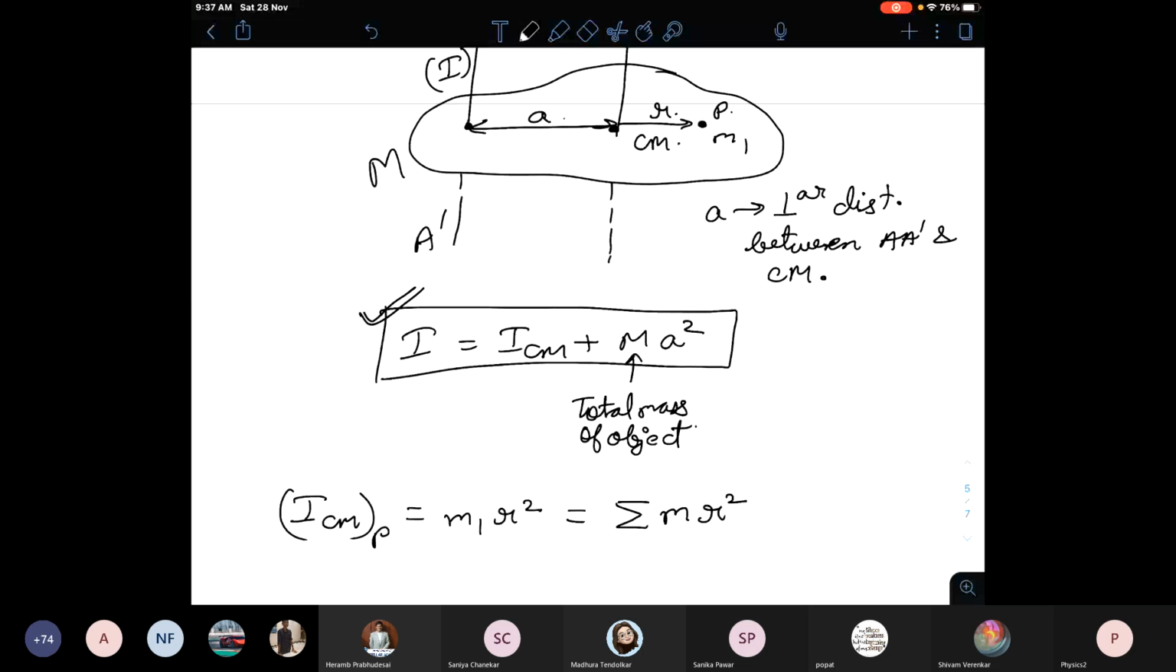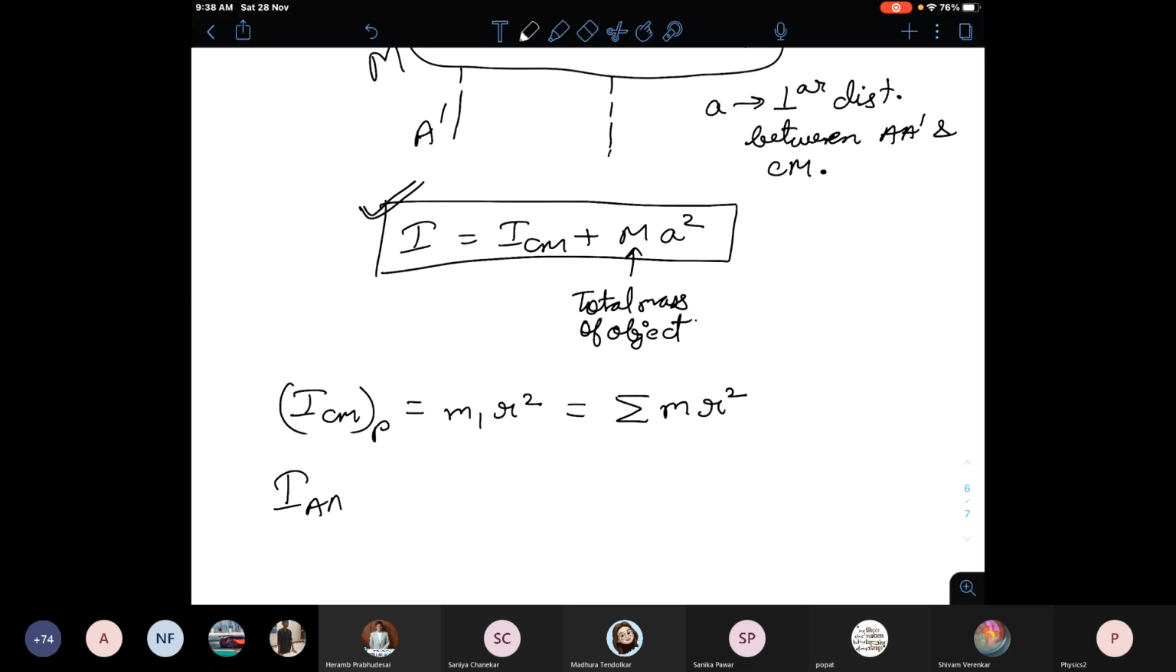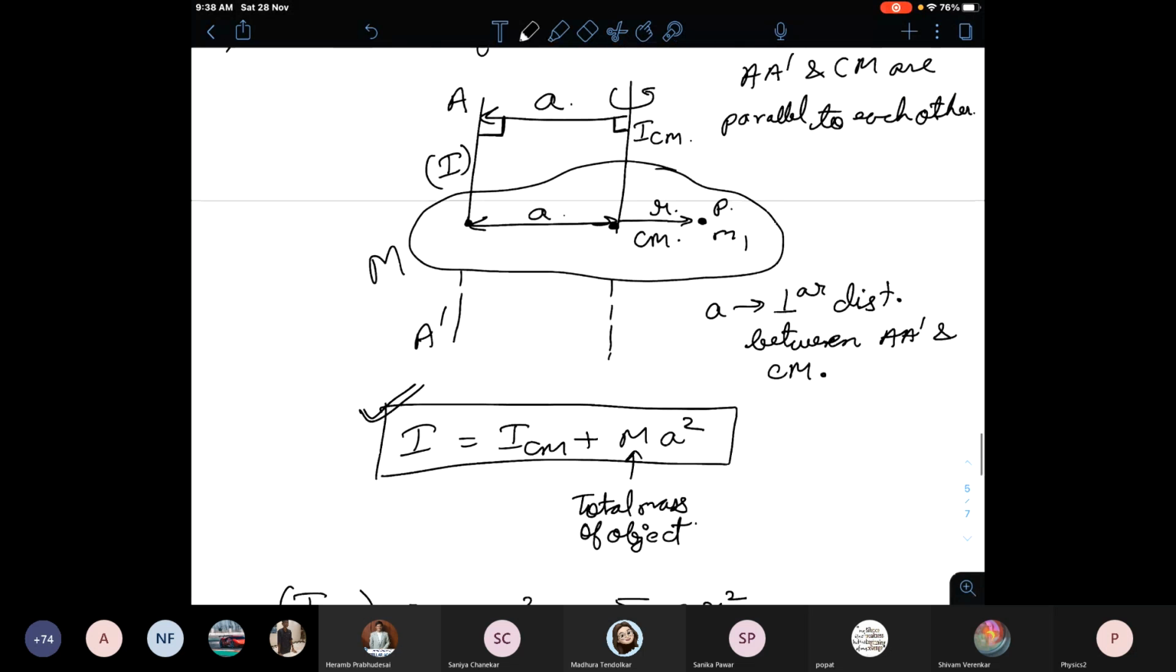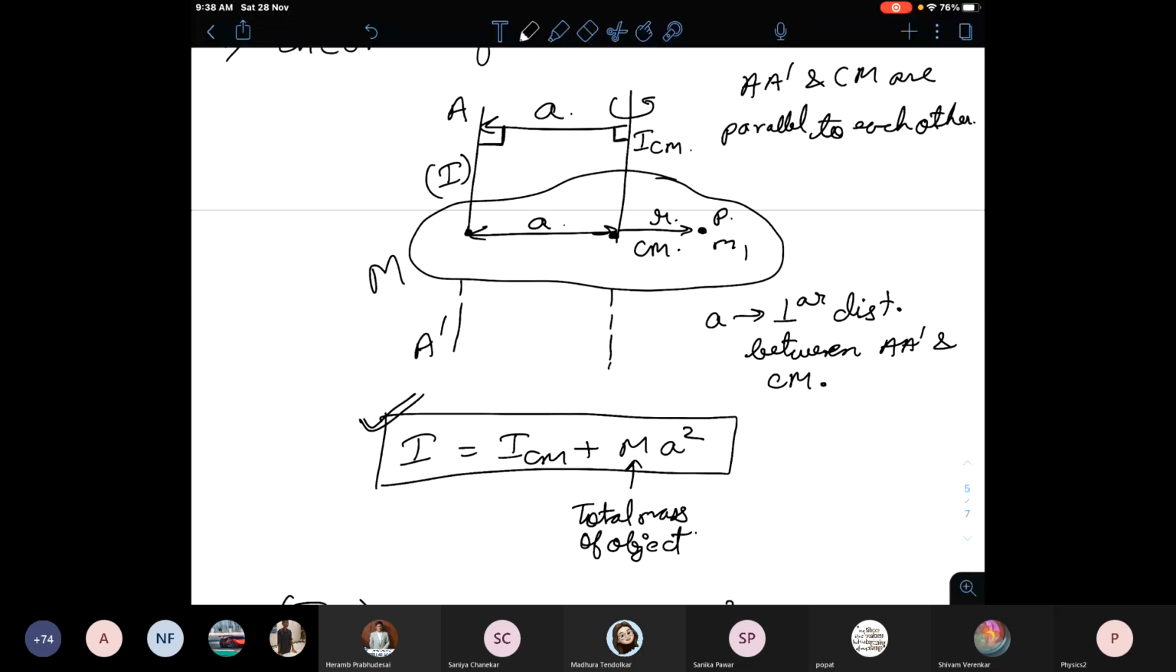Now, if we want to write the moment of inertia about the a dash axis through point P, you know that to write the moment of inertia for a point object from one of the axes, you need this total distance.